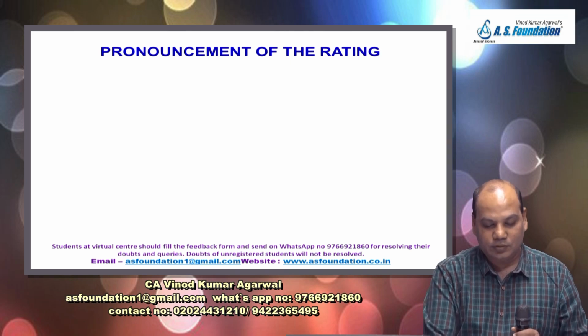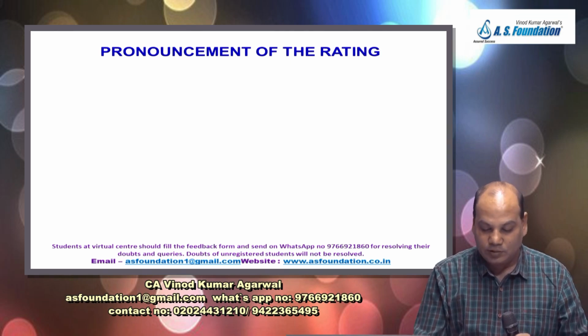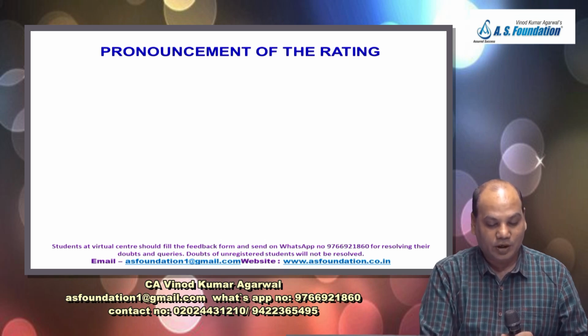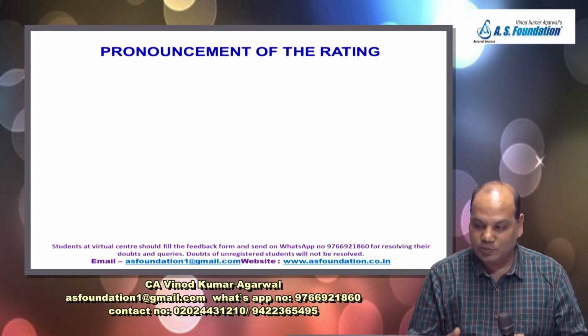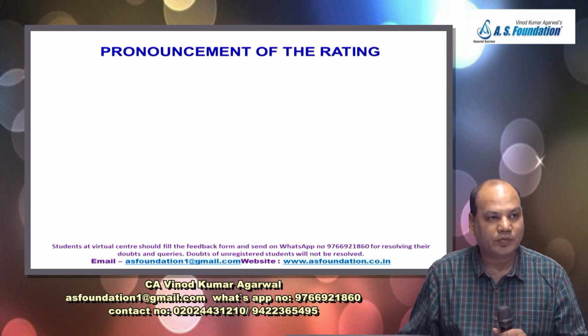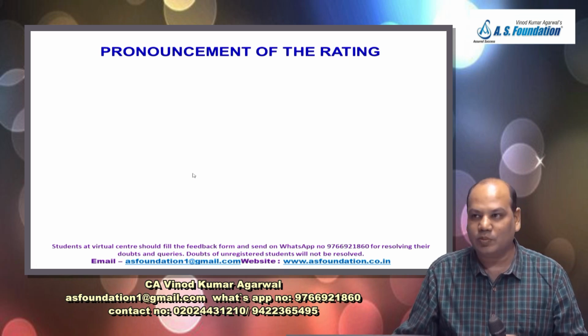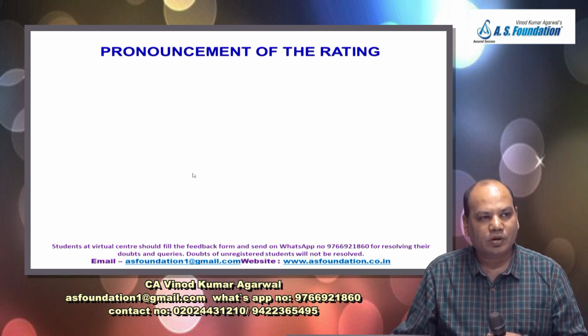What was the first one? First one is the request from the issuer and analysis, then the rating committee, and then communication to management. Management will appeal, after that pronouncement of the rating. So this sequence you remember, and in that sequence the rating has to be done.